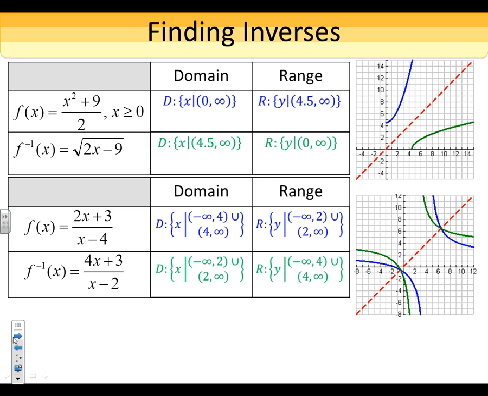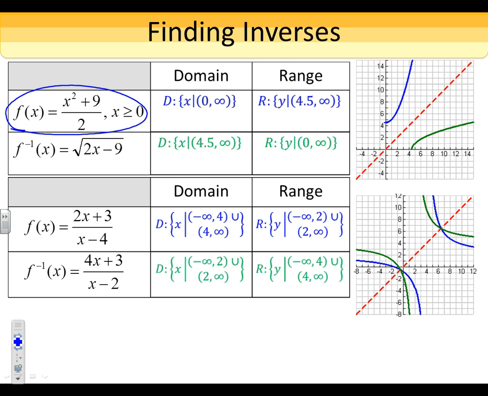All right, a little refresher also from what we did in class today. I'm just going to go through this really quickly again. I want you to start by looking at our first function here. f of x is equal to x squared plus 9 over 2, and we have specified that x has to be greater than or equal to 0.